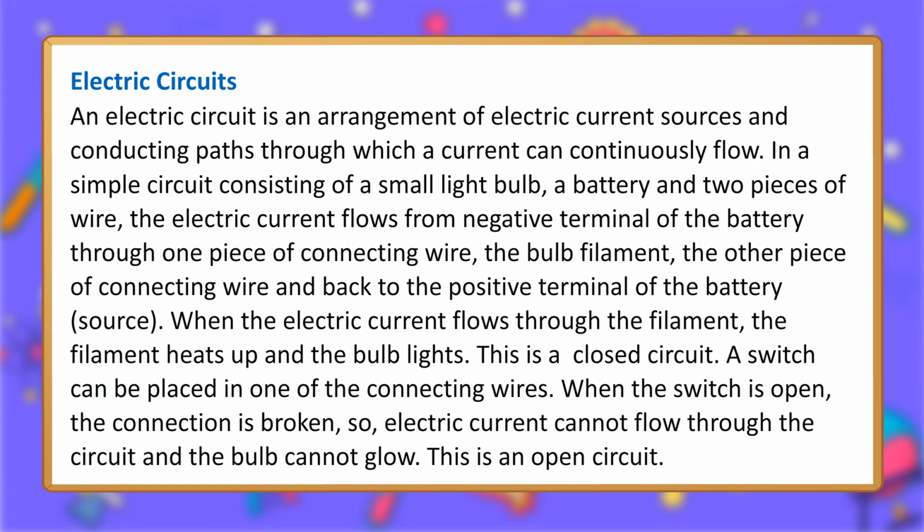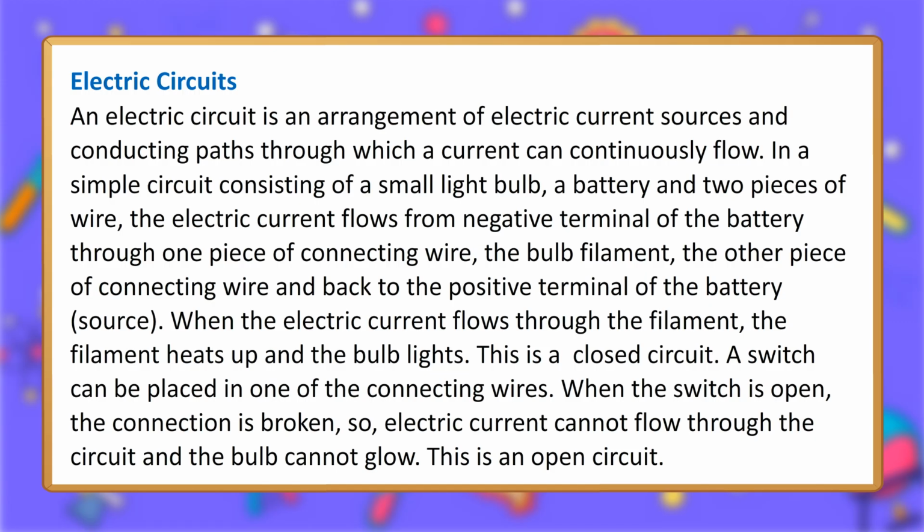Electric circuits. An electric circuit is an arrangement of electric current sources and conducting paths through which a current can continuously flow. In a simple circuit consisting of a small light bulb, a battery and two pieces of wire, the electric current flows from the negative terminal of the battery through one piece of connecting wire, the bulb filament, the other piece of connecting wire, and back to the positive terminal of the battery source. When the electric current flows through, the filament heats up and the bulb lights. This is a closed circuit.